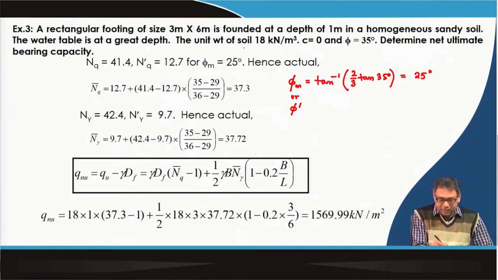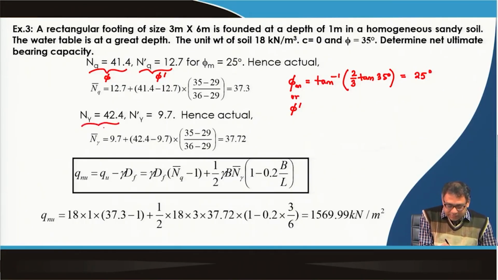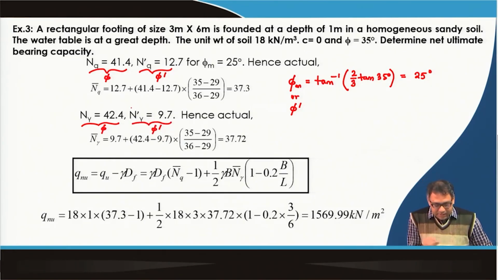N gamma, that means the local shear. So, this is corresponding to your phi m, corresponding to phi dash. Okay. And this is corresponding to phi. So, we have to calculate the bearing capacity factor corresponding to phi and phi dash both. Similarly, this is N gamma corresponding to phi, and this is corresponding to phi dash, that is why it is N gamma dash.